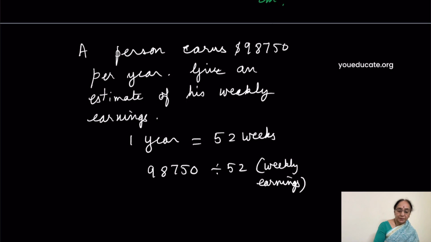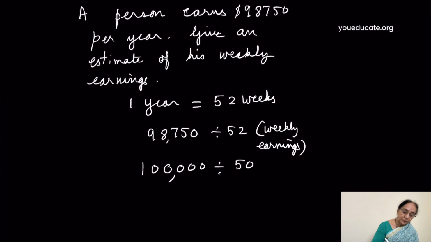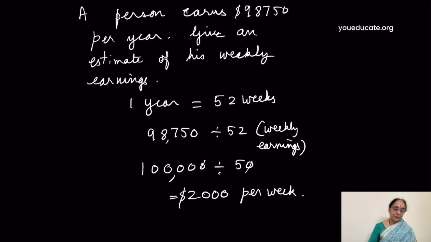So I'm going to round both of them. 98,750 is rounded to 100,000, and 52 is rounded down to 50, the closest whole number. So if I do that, the answer is $2,000 per week. So you are getting a rough estimate of that. Now let me check on the calculator how close or how far away I am.